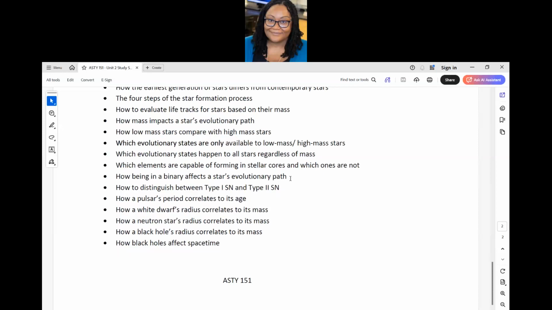How does being in a binary affect a star's evolutionary path? If mass transfer is possible, then that means that a white dwarf in a binary could become a type 1 supernova. It means that a neutron star in a binary could become a black hole.